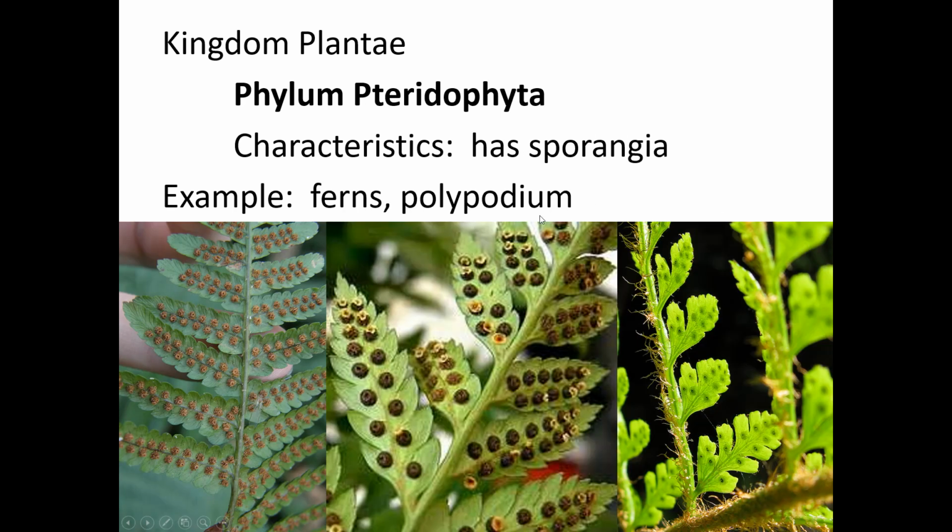Next up, we've got ferns and Polypodium. These guys have leaves that most people would recognize as leaves. This is the back side of the leaf. This is the front side. When it says the characteristic for the Pteridophyta is they have sporangia, these little brown discs that you see on the back of the leaf, that's the sporangia. And what the sporangia does is it makes spores, which is not the same thing as a seed, but if a spore lands in a good suitable place, it can germinate and make a plant. And so that's characteristic of this group.